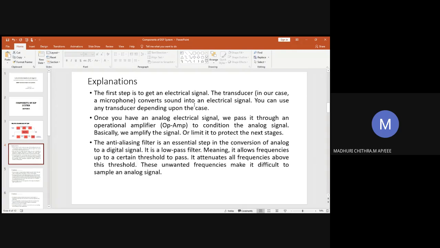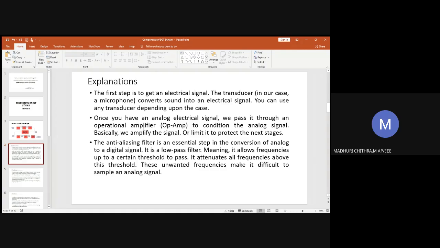So what is meant by transducer? I think you have studied it in the control system lab. A transducer converts one form of energy to another form of energy. So here we are giving the sound. So the sound is converted to what signal? Electrical signals. Once you have an analog electrical signal, it is a continuous electrical signal. We pass it to an operational amplifier.